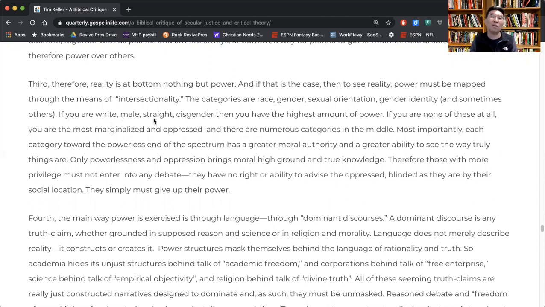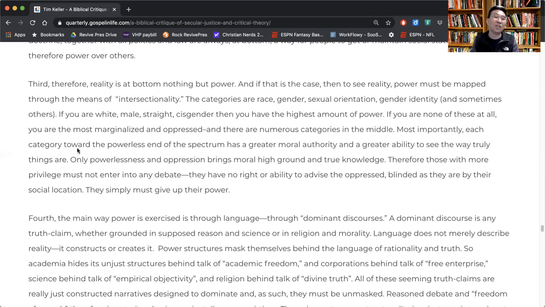So if you're white, male, straight, cisgender, which basically means your more typical way of thinking about gender, then you have the highest amount of power. If you are none of these at all, you are the most marginalized and oppressed, and there are numerous categories in the middle. So for instance, if you're gay and you're black and you're a woman, then you tend to be at the bottom. But if you are male and straight and white, you tend to be at the top. But what if you're Asian and straight and female? Well, you are less oppressed than the black lesbian, but more oppressed than the white heterosexual male, right? So there's more intersection of oppression depending on where you are on that scale.